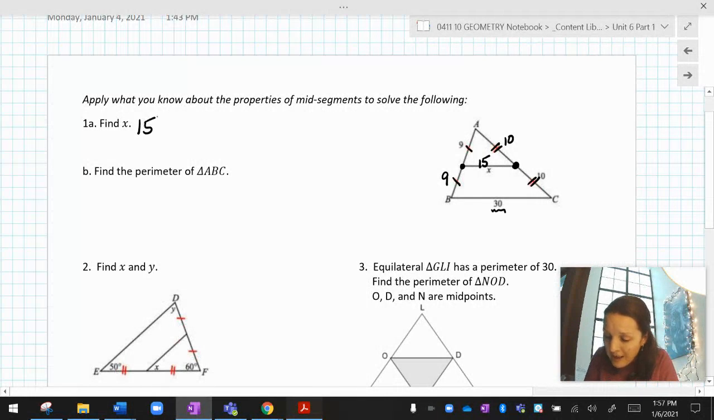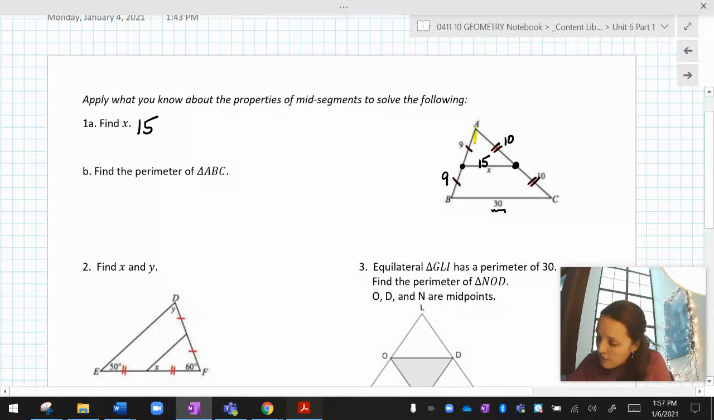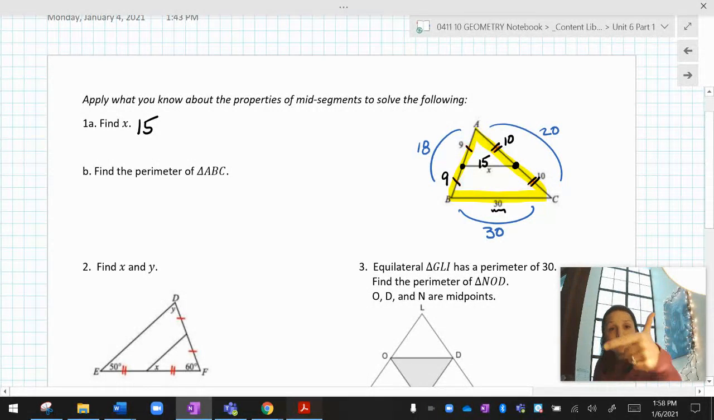And now I'm just going to go back and answer their questions. Find X. I did that. It's 15. Find the perimeter of triangle ABC. Well, that just means find the length of all three sides and add them together. So this would be 18. That would be 20. This is 30. So 20 plus 30 plus 18 is 68.